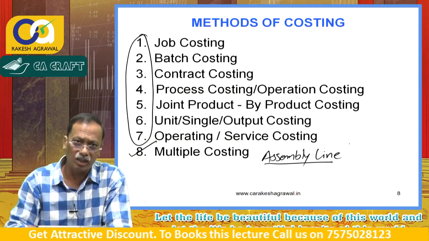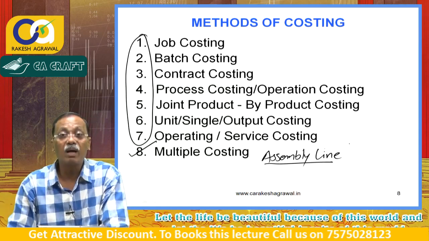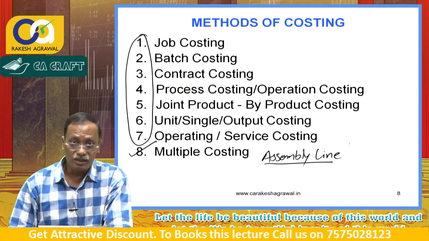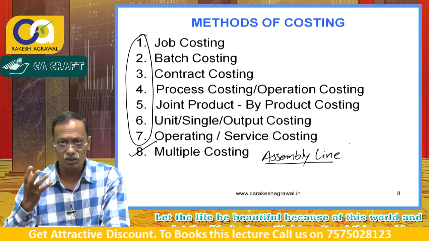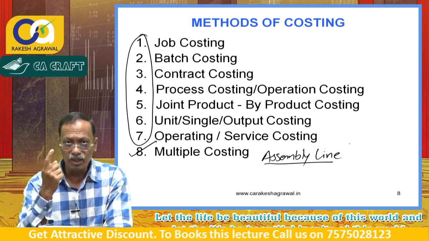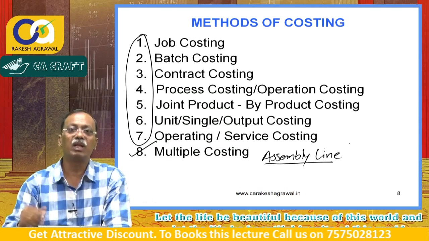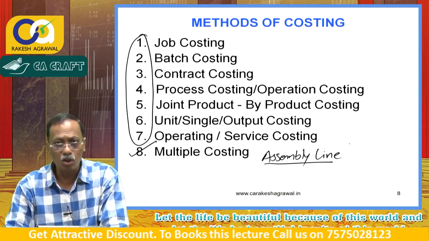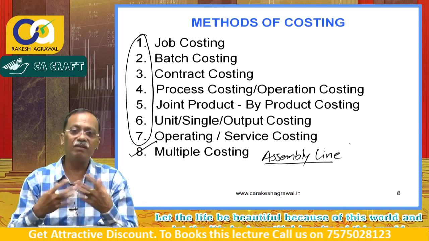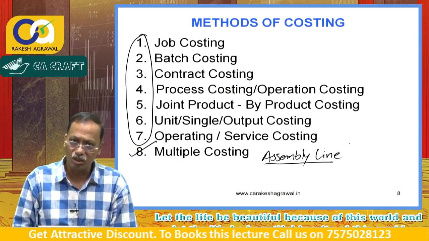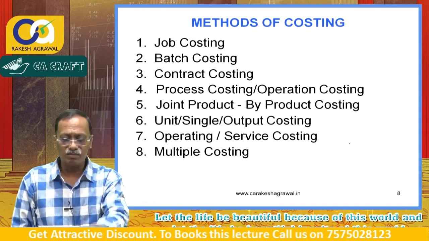The finished product could be a truck, a bus, a car. It means you cannot rely on only one method, because the nature of your industry is so complex that you cannot make use of a single method to ascertain the cost of a cost object. So you have to make use of multiple methods, and when we use multiple methods, it is multiple costing.